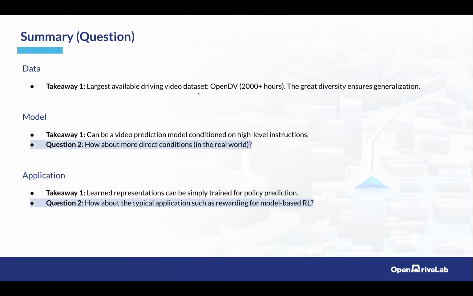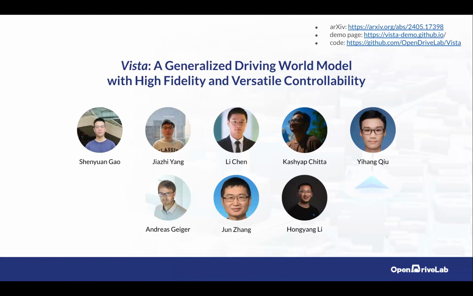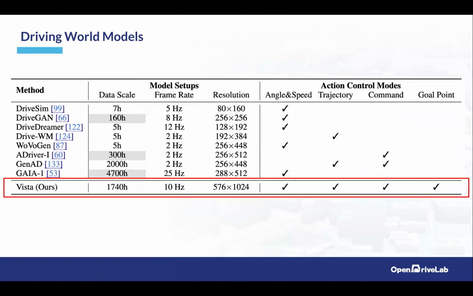As I mentioned, in this work we only condition the model with action trajectories, but how about other conditions we can directly apply in the real world, such as velocity or angles and some high-level commands? And additionally, how about typical applications such as rewards for model-based reinforcement learning in the traditional pipelines? So this comes to the follow-up work we introduce, called Vista. This work is on arXiv, and you can refer to the paper for details, and I will just briefly introduce it.